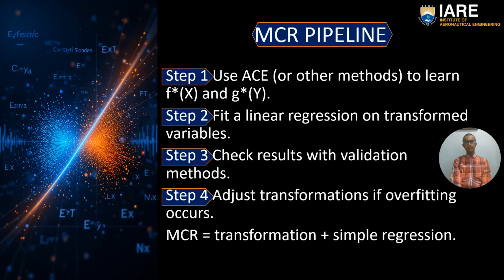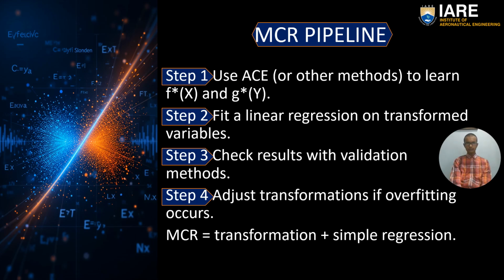Let's go through the practical workflow of applying MCR. The MCR pipeline. First step is to use ACE or any similar method to find the best transformations f of x and g of y. Step 2 is to run a simple linear regression on these transformed variables. Step 3, we have to validate the model to make sure that the patterns are real and not random.